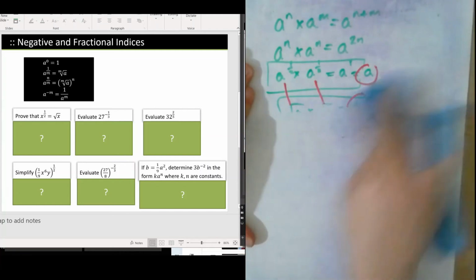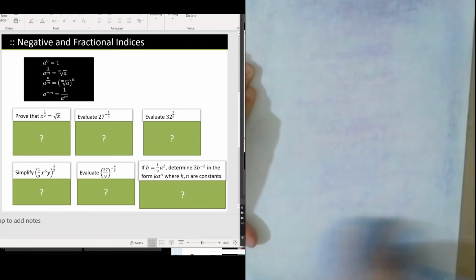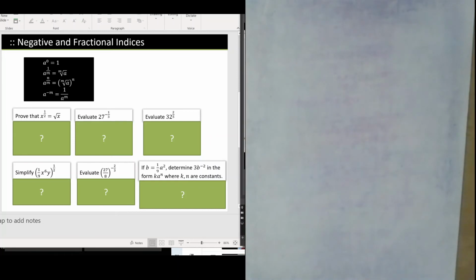Okay. And because you guys don't have non-calculator papers, feel free to use your calculator. No one's going to worry too much about it.